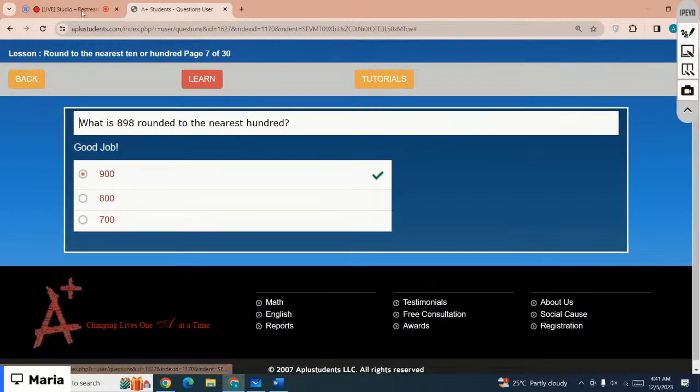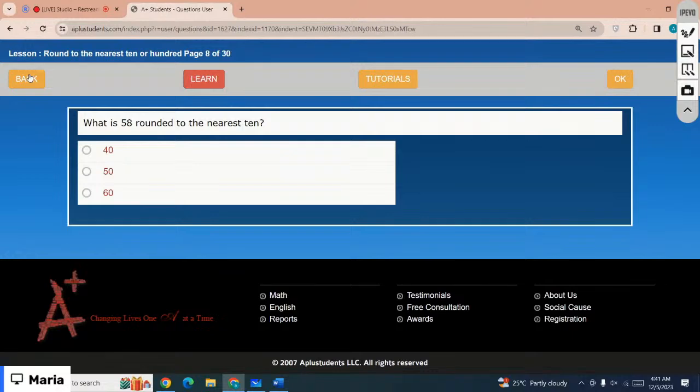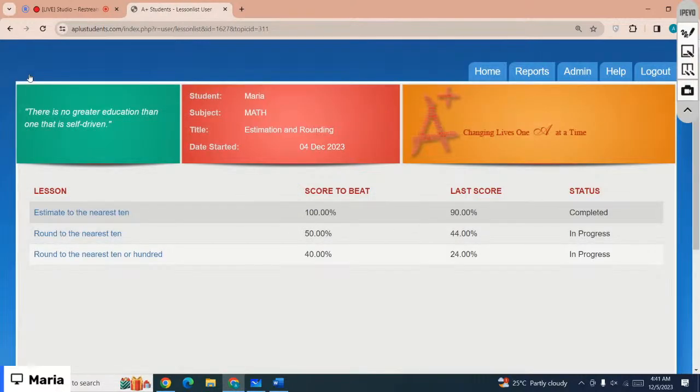Okay, you can complete the lesson by yourself later today. So, we were working on grade 2 math. The chapter we were working on is estimation and rounding, and the lessons we have covered today are estimate to nearest 10, round to nearest 10, and round to the nearest 10 or 100.